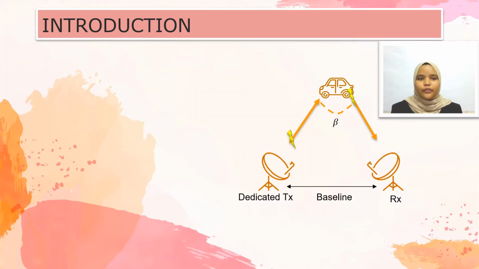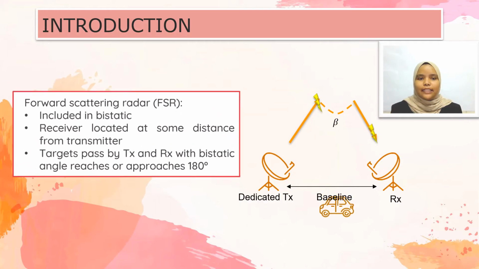Moving on to forward scattering radar (FSR). It is included in bistatic. The receiver is located at some distance from the transmitter. The targets pass by the transmitter and receiver with the bistatic angle reaching or approaching 180 degrees.